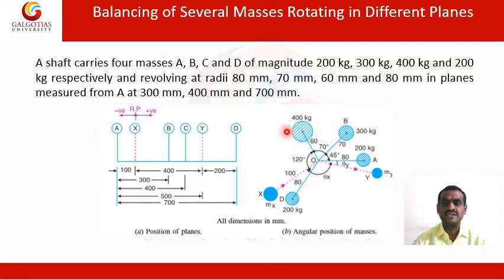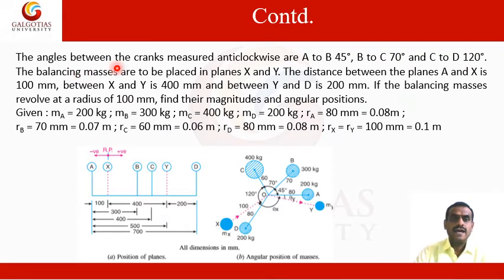Based on this given data, we know the magnitudes of the masses A, B, C, D and the radii of the masses, RA, RB, RC, RD. The angles between the cranks, measured anticlockwise, are: A to B is 45 degrees. B to C, between B and C mass, the angle is 70 degrees. And C to D is 120 degrees.